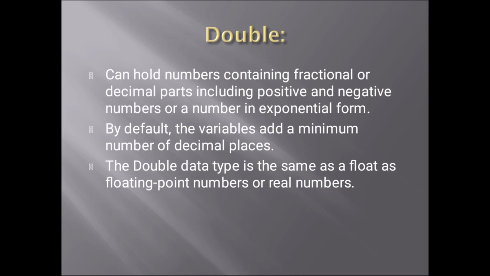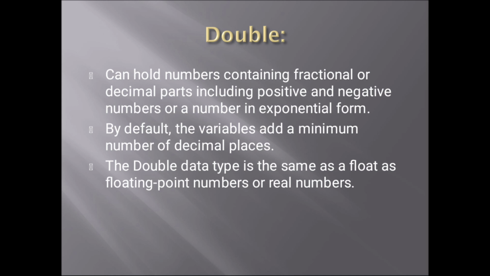What is the next data type in PHP? Double. Double can hold numbers containing a fractional or decimal part, including positive and negative numbers, and numbers in exponential form. By default, the variable adds a minimum number of decimal places. The double data type is the same as float, a floating point number or real numbers.